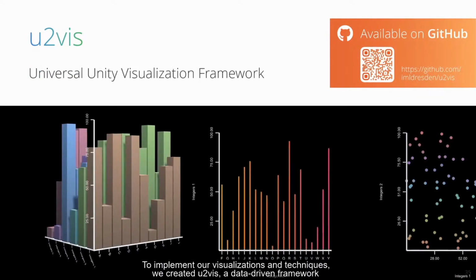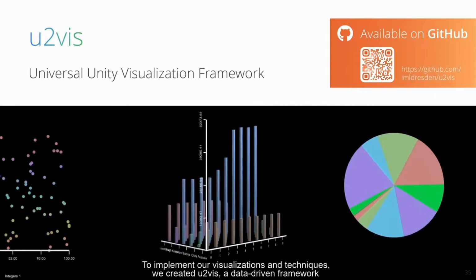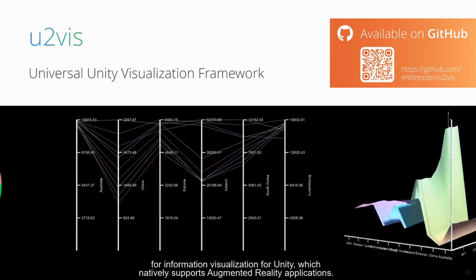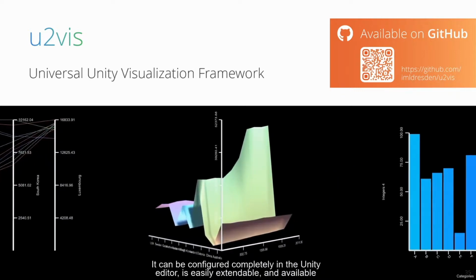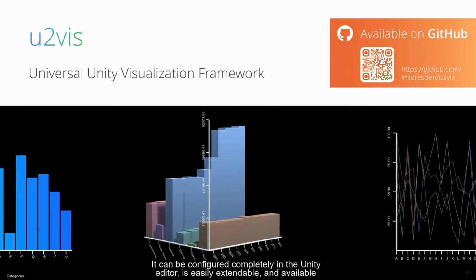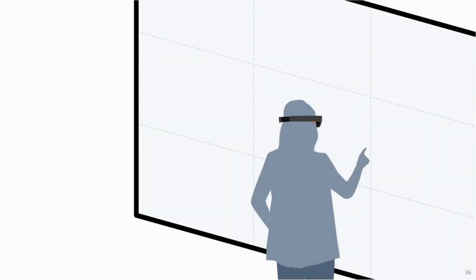To implement our visualizations and techniques, we created U2VIS, a data-driven framework for information visualization for Unity, which natively supports augmented reality applications. It can be configured completely in the Unity editor, is easily extendable, and available on GitHub. Based on this framework, we implemented our prototype.